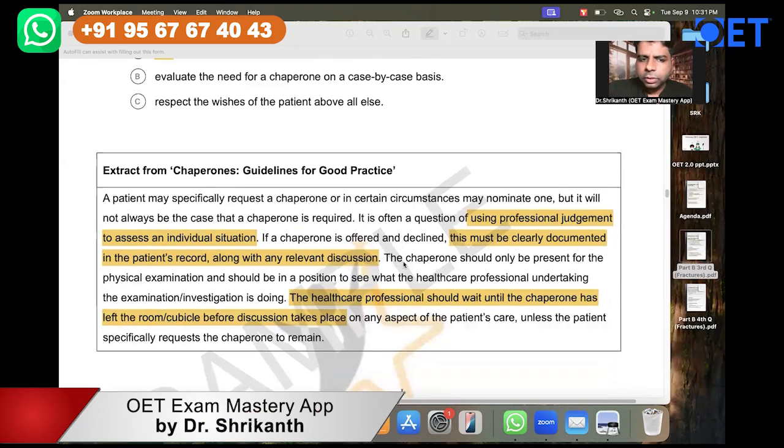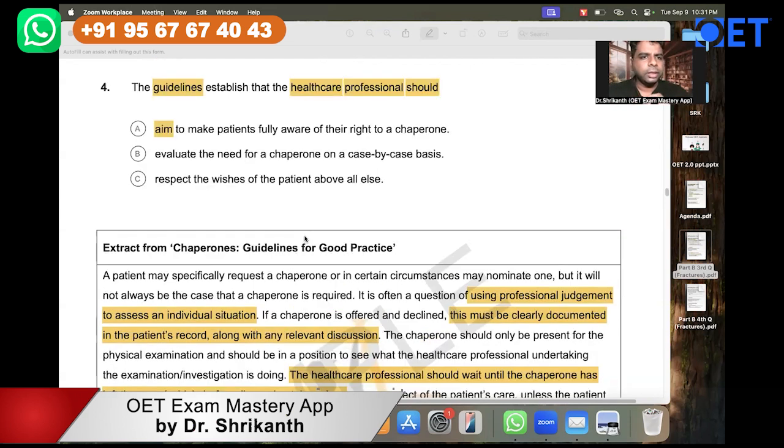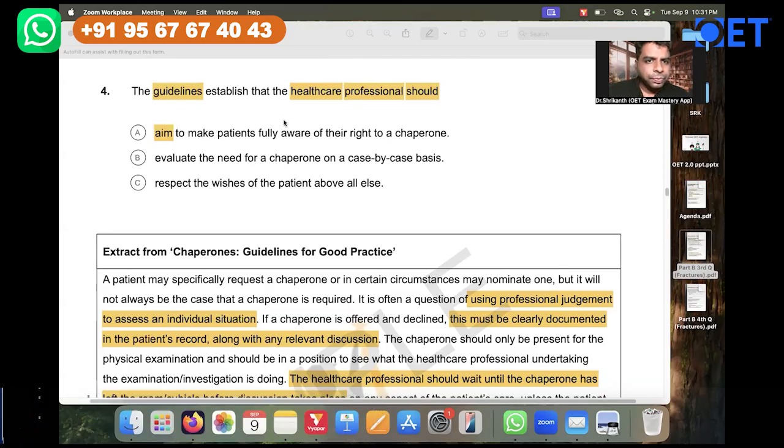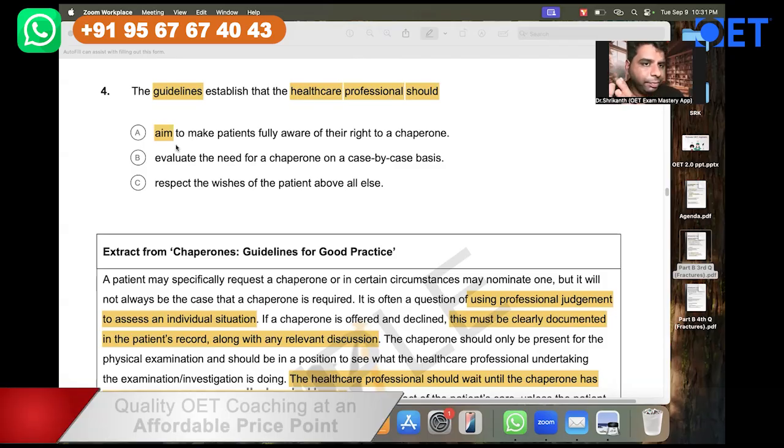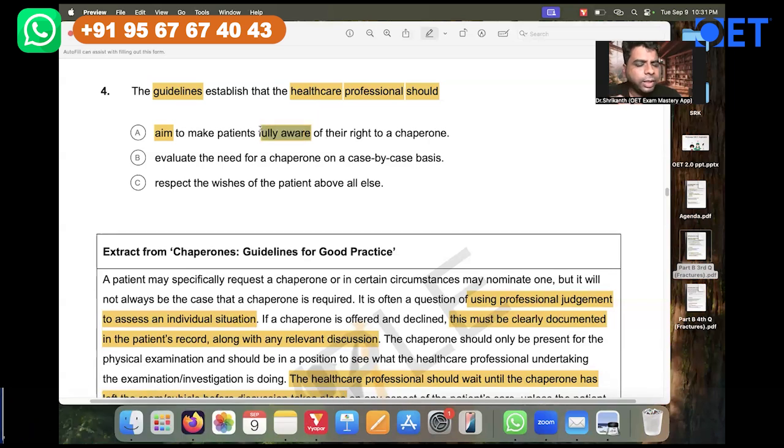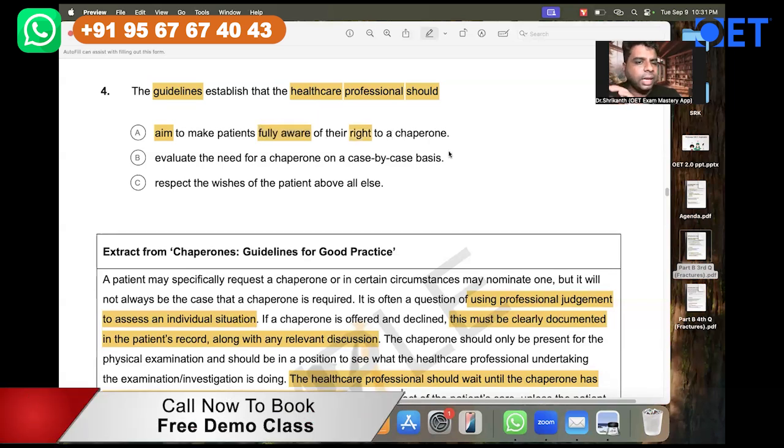All right. So let's take a look into this particular question over here. The guidelines establish that the healthcare professional should, answer option A, aim to make patients fully aware of their right to a chaperone. So what is answer option A telling? The main aim, the main goal, the main target of the healthcare professional is to make patients fully aware of their right to a chaperone.